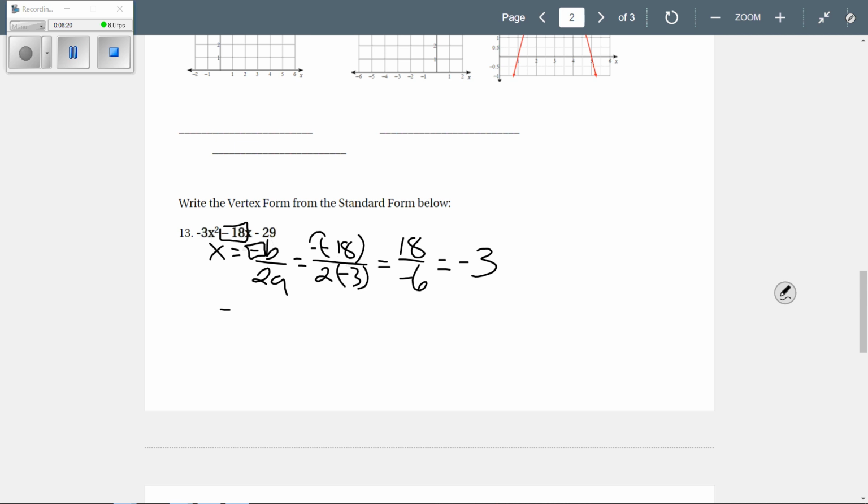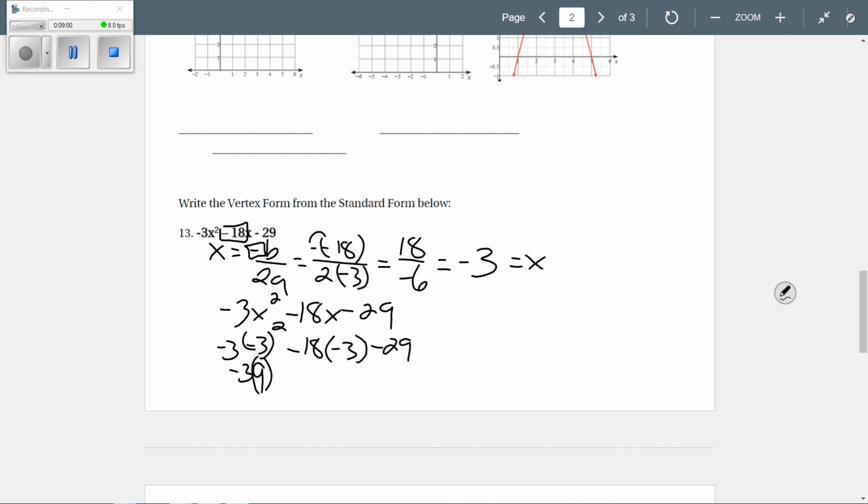Now, we plug it back in, negative 3 x squared minus 18 x minus 29. All right, and then we plug x, which was negative 3, in everywhere where x is. So negative 3 times negative 3 squared minus 18 times negative 3 minus 29. All right, and then finally, we do the exponent first. We do PEMDAS, which is parentheses, exponents, multiplication, division, addition, subtraction. We have 2 that are in parentheses, but we have 1 that's an exponent. So negative 3 squared is a positive 9. Please don't forget that. Negative 3 times 9, sorry.